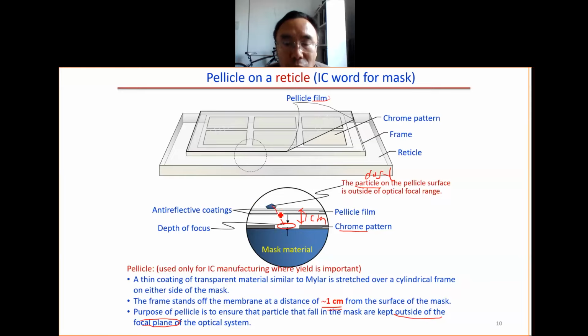This one is very critical. Otherwise, if you have one dust on the chrome mask, then this mask will be dead. So it always gets a pellicle film. The mask is also called a reticle. This word reticle means photo mask. Photo mask is the IC word for the photo mask. This is to distinguish it, because we also talk about the etching mask. So here is the photo mask, and to distinguish it from the etching mask, people call it a reticle.